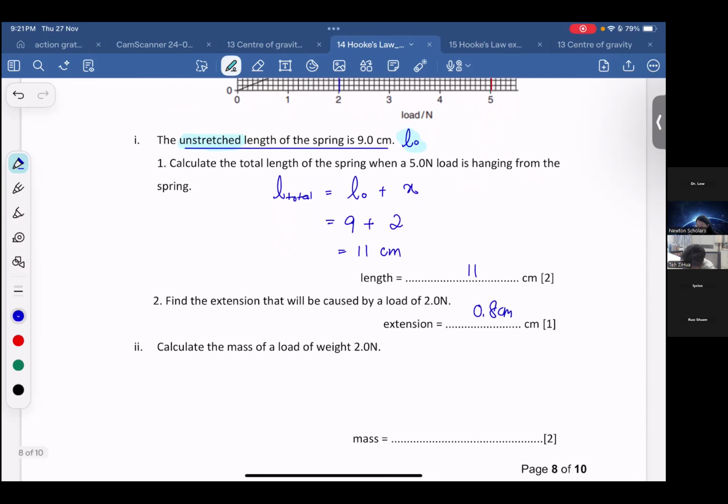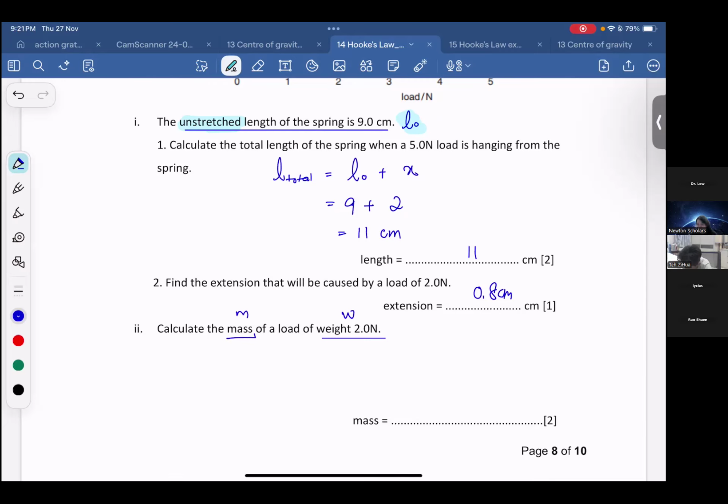Calculate the mass of a load of weight 2 Newton. They give you the weight, asking you to calculate the mass. This one is from the previous chapter, related to the formula W equals mg. Your weight is 2 Newton. Your mass, we don't know. Your g, they didn't tell you, but in our syllabus, they assume you know that. Angeline, in the new syllabus, we're using 9.8. Let me check, 2 divided by 9.8. Oh yeah, correct. So m equals 0.20 kg.